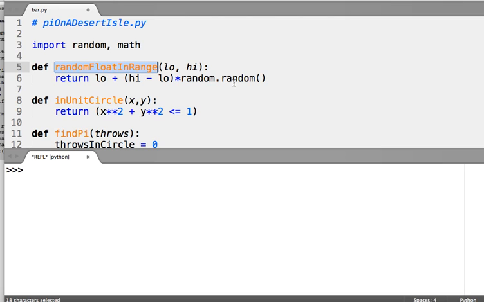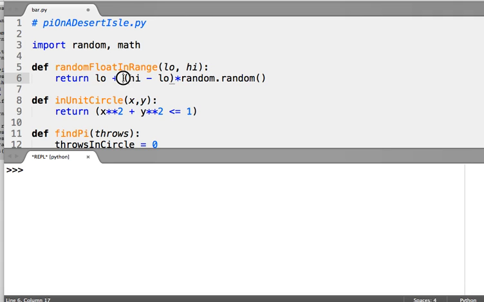Random float and range: well, random.random is between 0 and 1, but we want to go between low and high. Say we wanted to go between, say, 20 and 80. Well, the first thing you do is you go between 0 and 60, and then you add 20 to that. The 0 and 60 is because that's the total range involved.